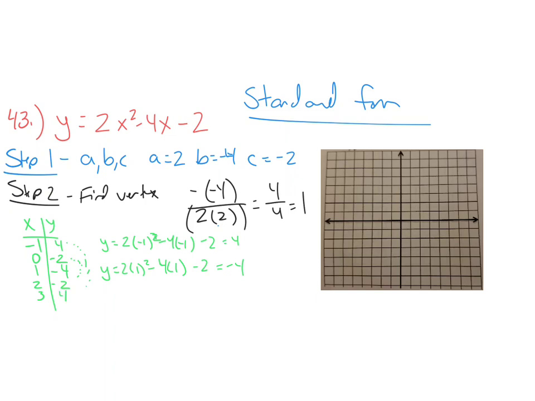So now I got 1, -4, dot. 0, -2, dot. 2, -2, dot. -1 up to 4. 3 up to 4. That's supposed to be U. Looks a little bit better. And that's it for 43. Done.